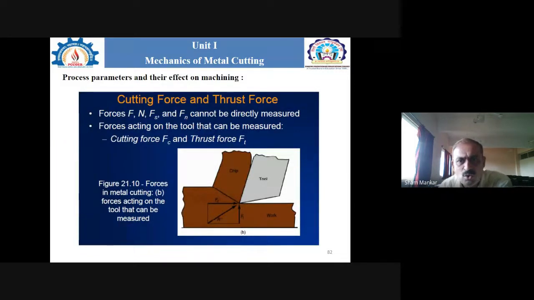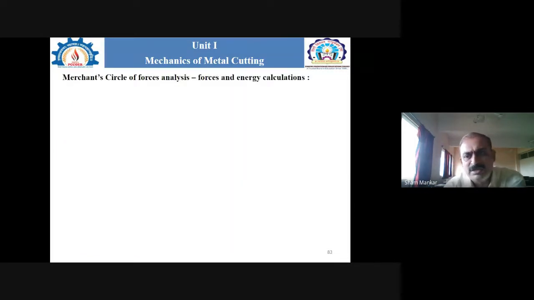In the next lecture we'll discuss more about Merchant's force circle analysis, and how the forces and the different kinds of power consumption and energies are calculated with the help of this Merchant force circle analysis.